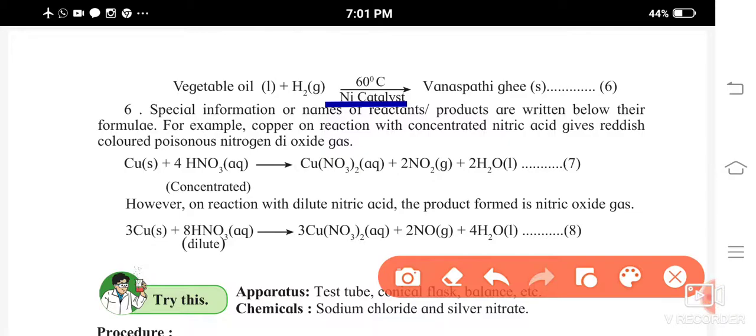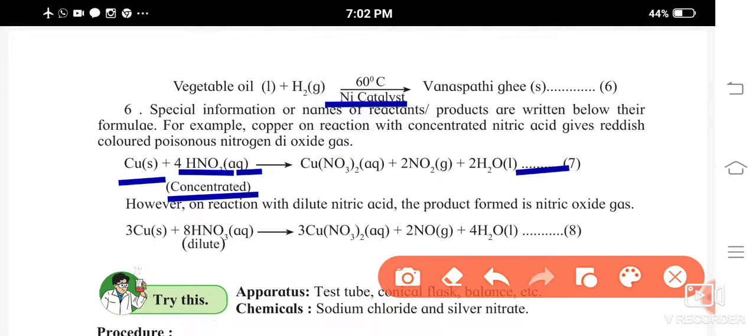Now see, next one, that is the sixth one, special information or names of reactants and products are written below their formulae. For example, copper on reaction with concentrated nitric acid gives reddish colored poisonous nitrogen dioxide gas. Now see this reaction 7. This copper is in the form of solid. It's reacting with this nitric acid which is in the aqueous state. In what state is it? Liquid state, aqueous state. How is the acid? It is concentrated.